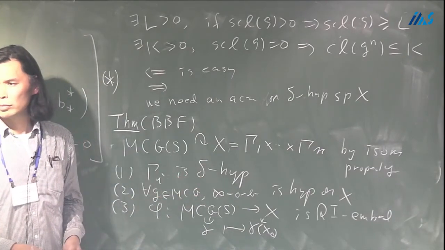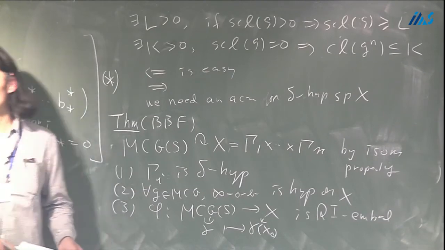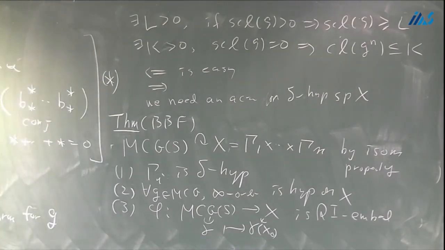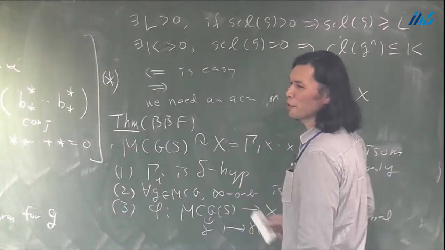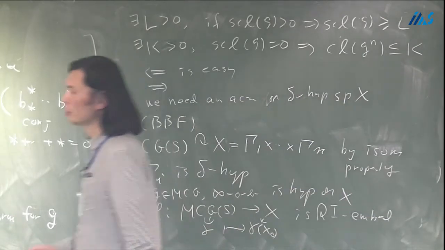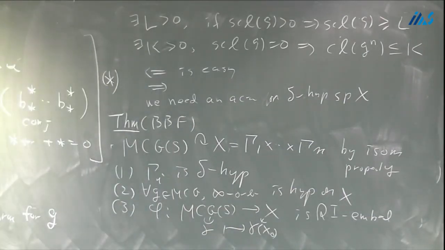And this is metric product? Yeah. So X is not delta hyperbolic. No. Okay. Yeah. No. Otherwise, you can embed no. Yeah. No. Yeah.